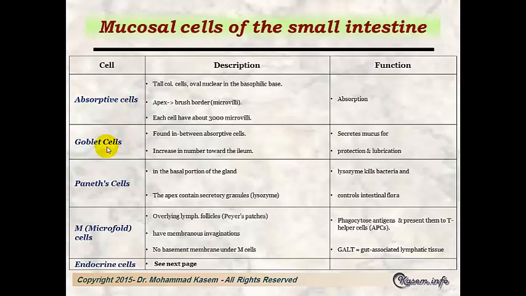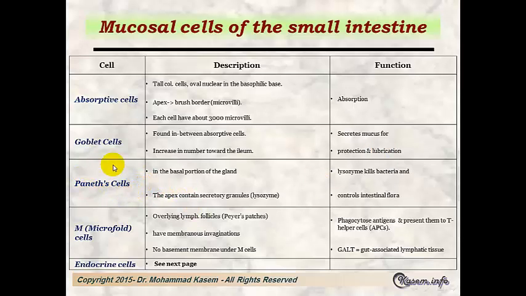The other cells are the goblet cells, found in between the absorptive cells. They increase in number toward the ileum: few at the start, moderate, and maximum number in the ileum. They secrete mucus for protection and for lubrication.